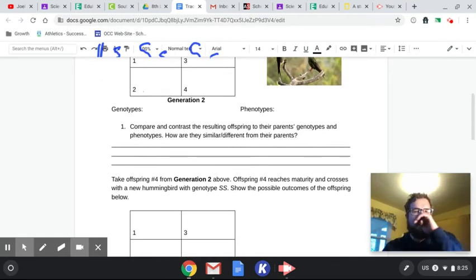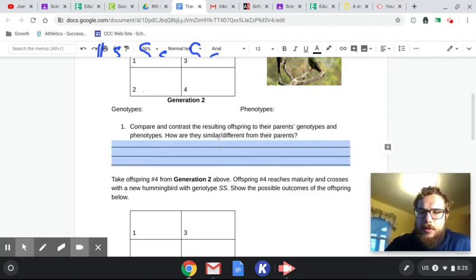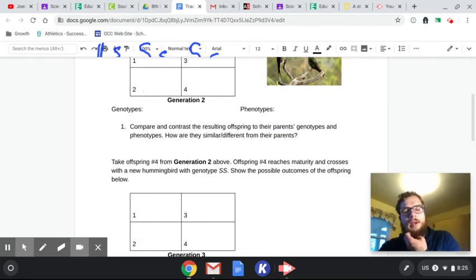So first question says, compare and contrast the resulting offspring to their parents' genotypes and phenotypes. How are they similar? How are they different? So what we're going to say here, and I don't want to handwrite that, that's going to be pretty rough, so I'm going to type this. So let's think about their parents. Parent 1 was big S, big S. Parent 2 was small s, small s.